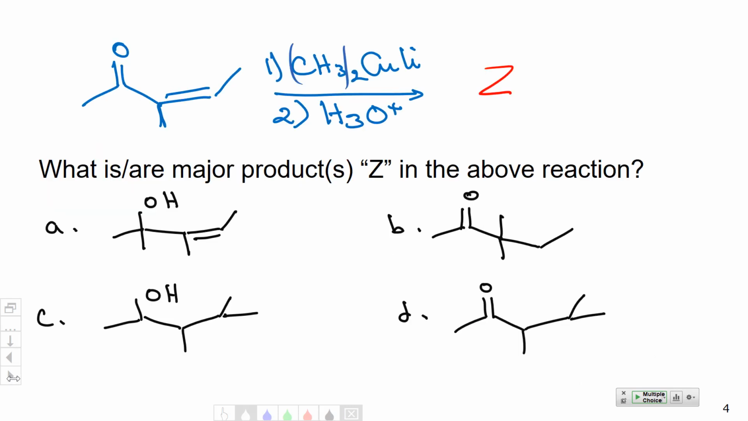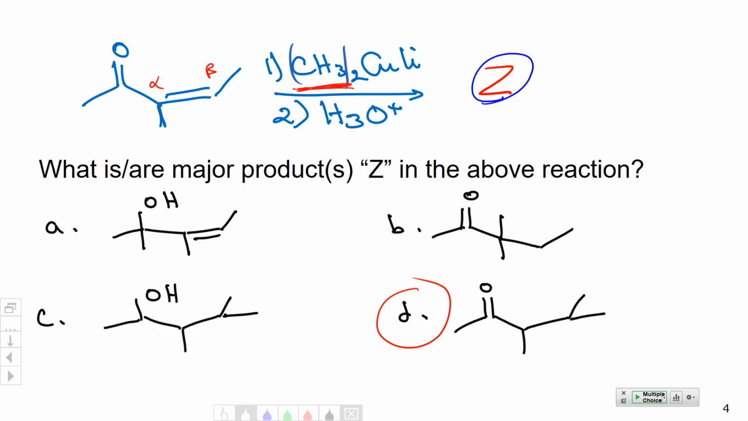In here the question is, what is the major product Z, and Z means the product. I called it Z in the above reaction. So stop the video and try to do this. Your answer is D. D is the right answer. The first thing that you should recognize is that it is an alpha beta unsaturated ketone. We have one of the nucleophiles that attack the beta carbon in the case of an alpha beta unsaturated ketone.